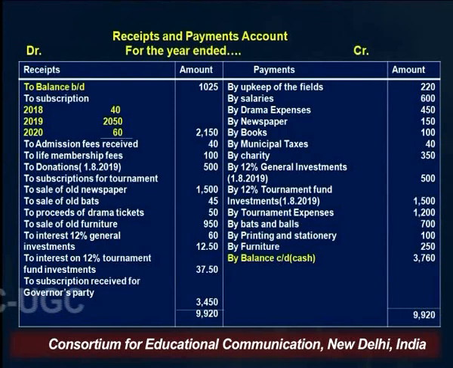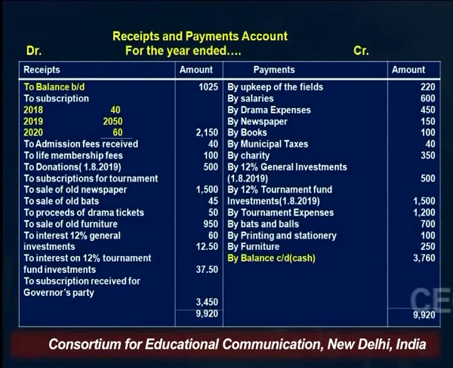So the receipts and payment account is prepared in the same manner as we have prepared the cash book. It is prepared on a cash basis. That means all types of receipts and all types of payments are to be recorded here if they are received or paid in cash. Non-cash items like depreciation and bad debts are not recorded here.